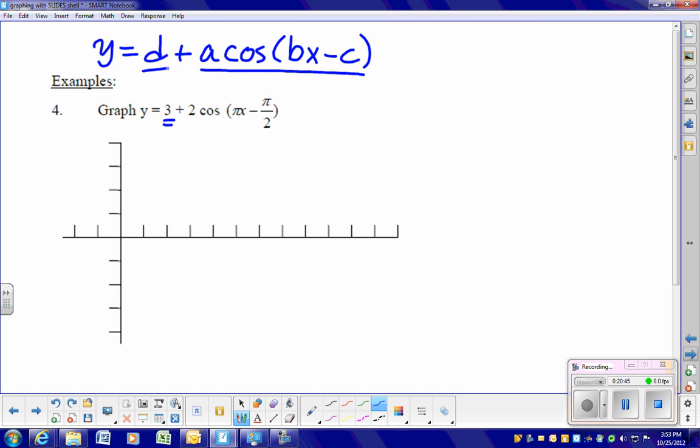If you have another value right here, that value is going to cause the midline of your graph to slide to somewhere else. And it's actually the easiest thing to graph. So in this case, the fact that there's a 3 there is just going to bring my midline to right here. And what I would suggest you do is exactly what I'm showing you now. It's just to draw a horizontal line at that value. So D is what's called your vertical shift.